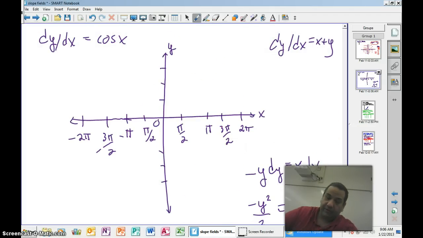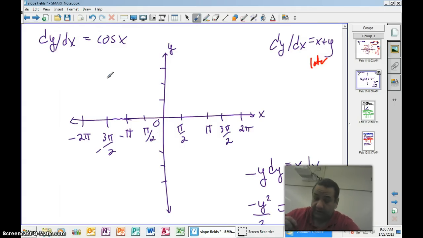So here's another slope field question. Okay, now dealing with some pi stuff. And the derivative is cosine. So if I integrated that, I should get sine. Okay, we're saving this for later. Save that for later for a minute.